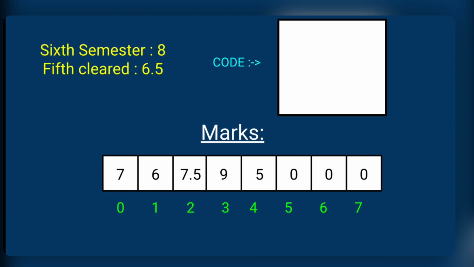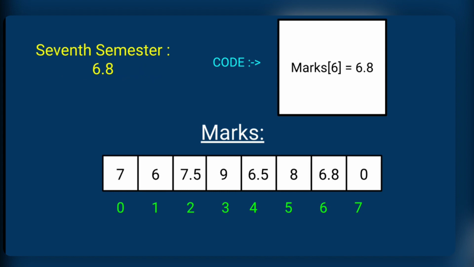Now in the next semester I get 8 GPA and I also clear my back of the last semester, and the new GPA of the 5th semester is 6.5 now. I would fill the 8 GPA in the 6th semester box and also update the 5th semester GPA by writing this code. Marks at 5, which is the 6th semester, is equal to 8, and marks at 4 now is equal to 6.5, and then continue to fill up all the other semester marks.